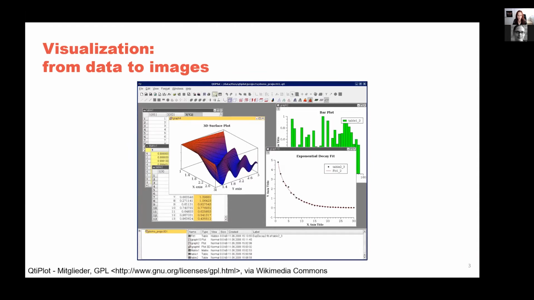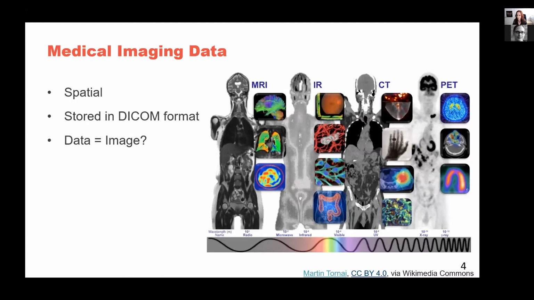It can look something like this, where you have a table of data and you're making some charts out of it. That is one form of visualization. But then you might be thinking, well, if you're working with medical imaging data, it's actually already images, and you'd be right. So medical imaging data is often spatial in nature. It's very often scalar volumes that you can work with, as was also shown in the volume rendering lecture by Stefan Bruckner.